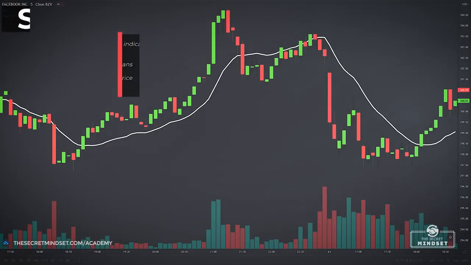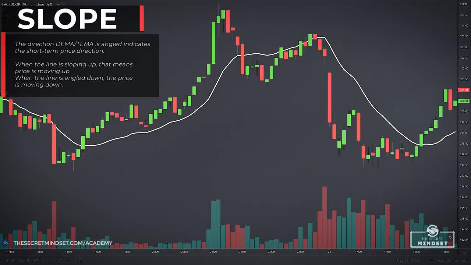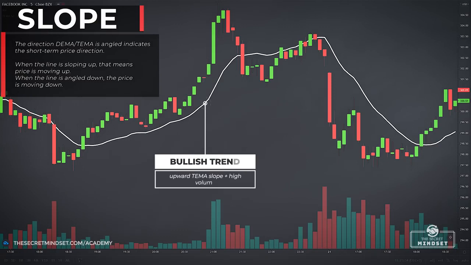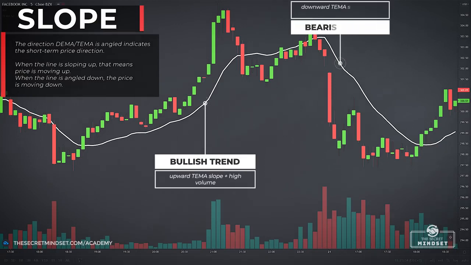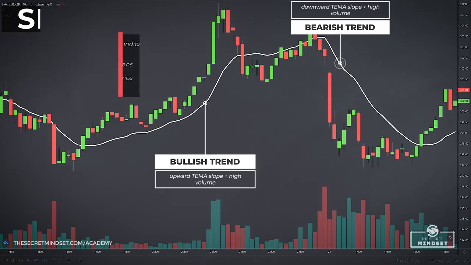Besides volume, I mostly pay attention to the slope of the moving averages. Mainly, the direction in which the double or the triple EMA is angled indicates the short-term price direction. When the line is sloping up, that means that the price is moving up. When it's angled down, the price is moving down. There is still a small amount of lag in the indicator, so when price changes quickly, the indicator may not change its angle immediately.